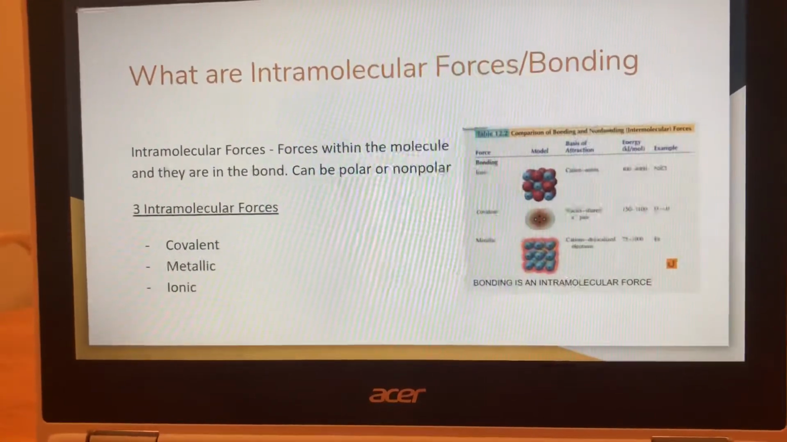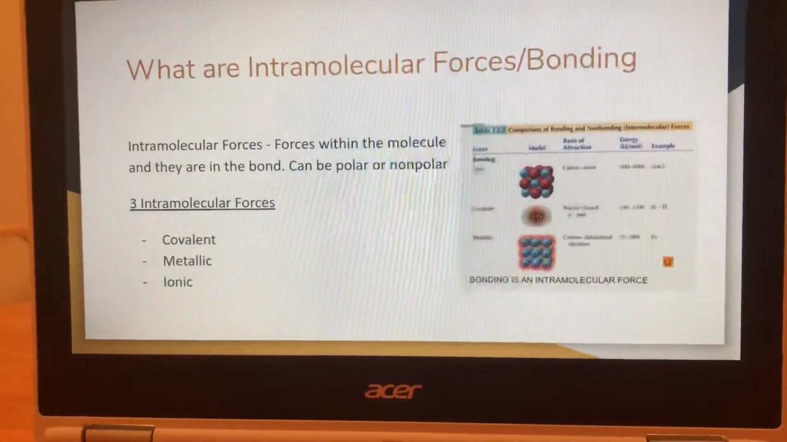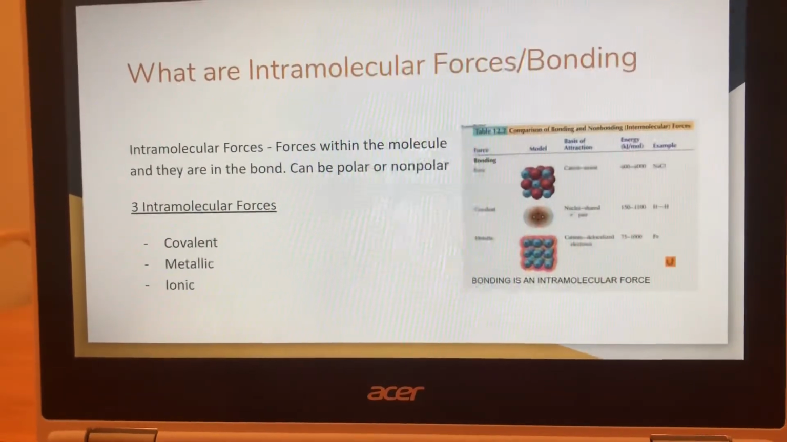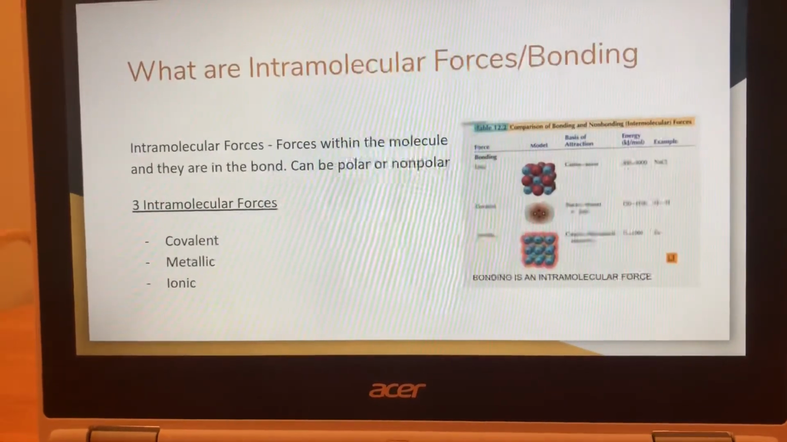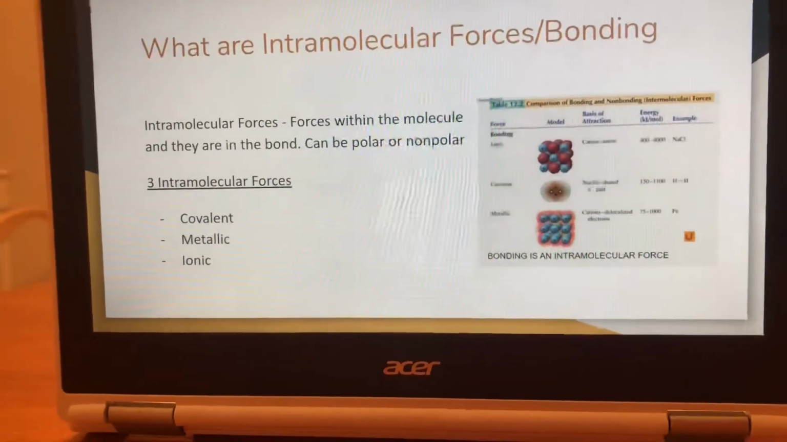Ionic is between a metal and a nonmetal. Covalent is between two nonmetals, and a metallic bond is like an element like iron or gold.